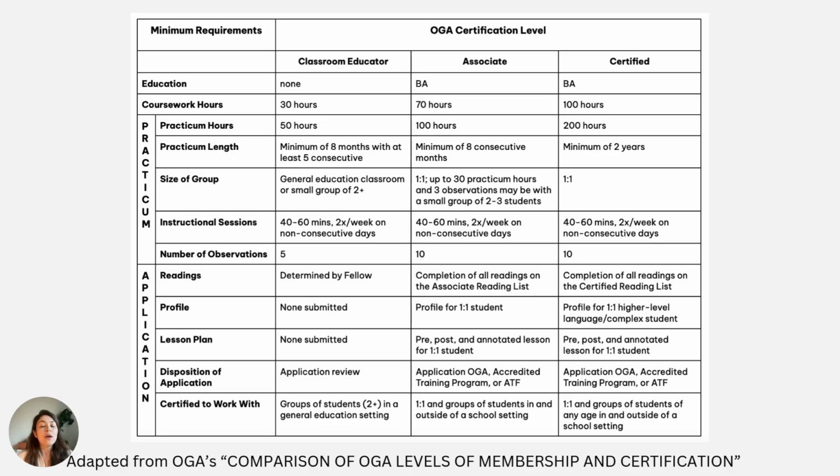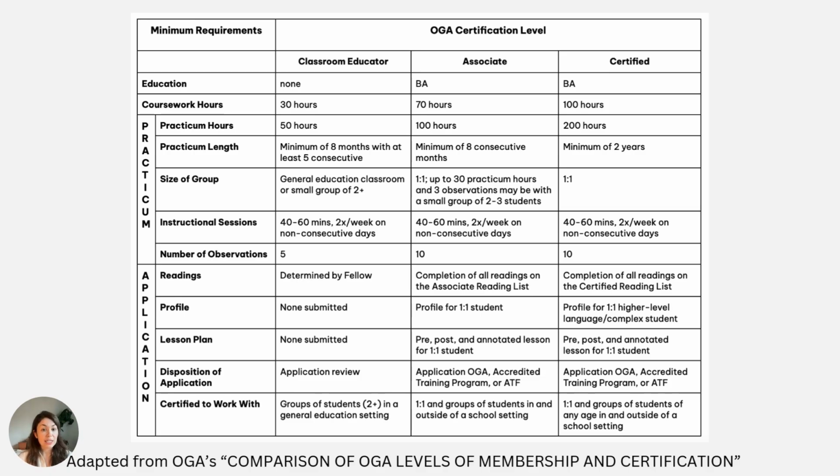There's also a profile that you would write for your one-on-one practicum student that's fairly detailed, really describing who that student is as a learner anonymously. You're not giving their information, but you're really painting a picture of who the student was that you were working with in your practicum. And then you also submit a trio of lessons that you did with that same student, including the middle lesson being annotated in detail. You're really describing the work that you did with the student to show your skills as a practitioner and your qualifications to actually get the certification.